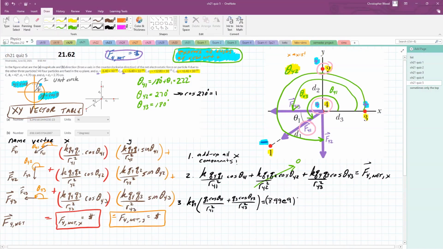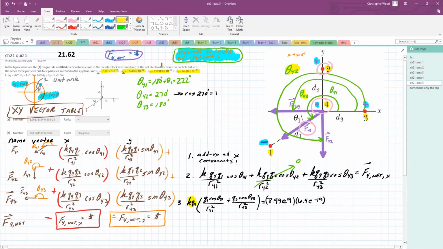So that's k. Here's q4. For me, q4 is 6.4 times 10 to the minus 19th coulombs. I probably will end up doing dimensional analysis on this, but as a follow-up. All right, so that's kq4. So I just handled kq4 right here.